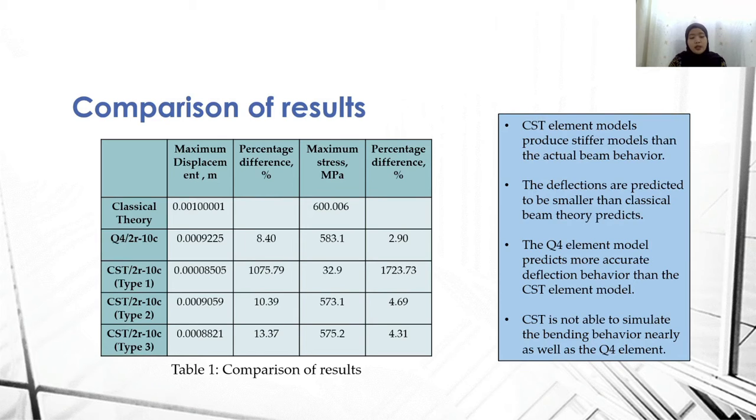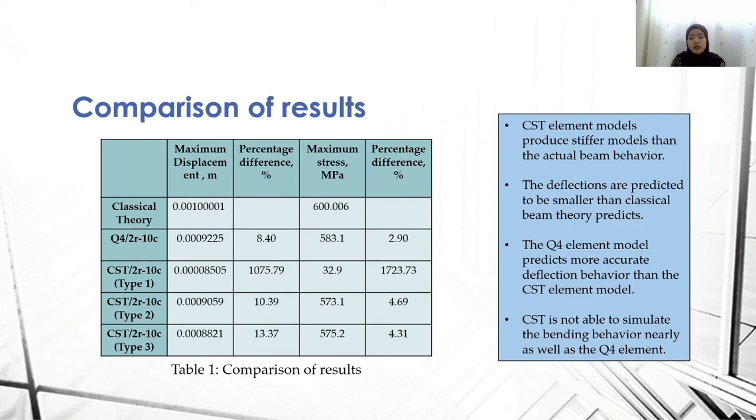We can see from table 1 that the Q4 2 row 10 column has the smallest percentage difference compared to the other types, which is 8.40% for maximum displacement and 2.90% for maximum stress. This is because CST element models produce stiffer models than the actual beam's behavior. The deflections are predicted to be smaller than classical beam theory predicts.